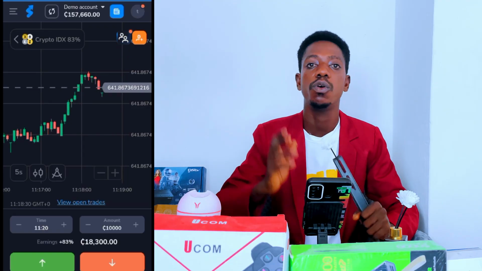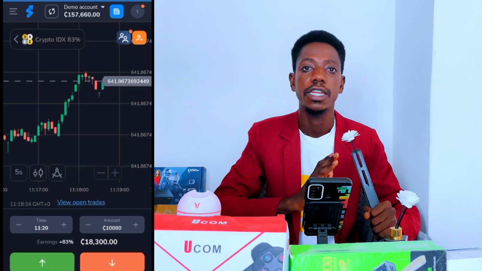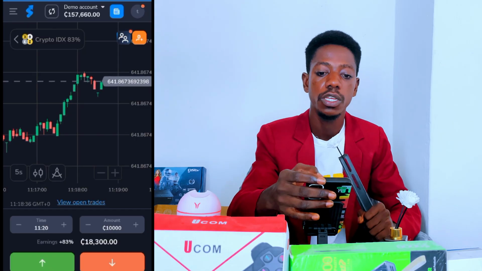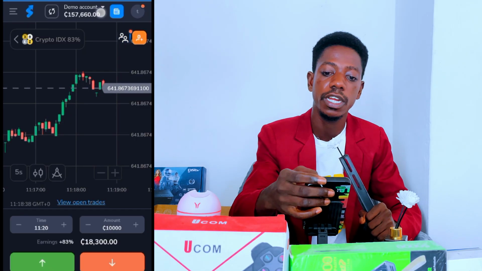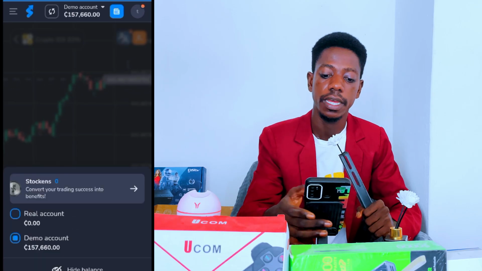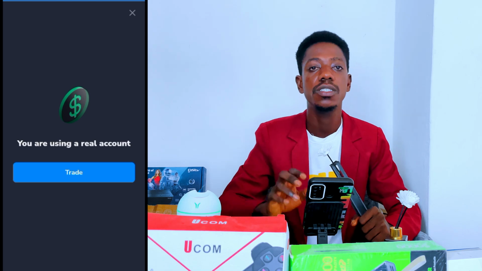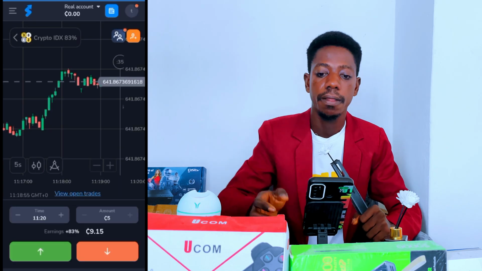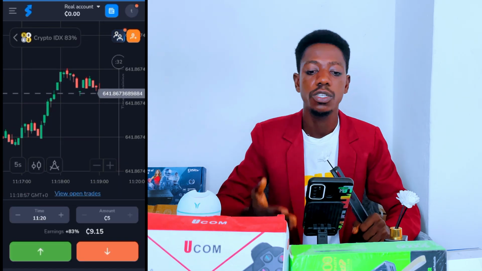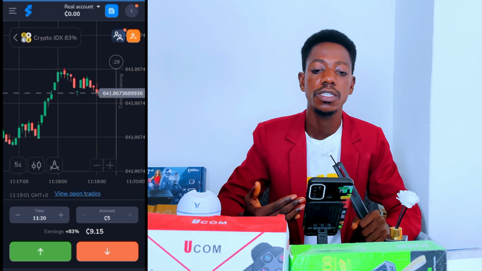And also, if you want to make deposits on the real account, you need to switch from the demo account to the real account. So you just go here, you see demo account, you click on it, then you set it to real account here. So you see you are using the real account, so you click on trade here. At the real account, you don't have any money on it, so what you have to do is go and deposit onto your real account.